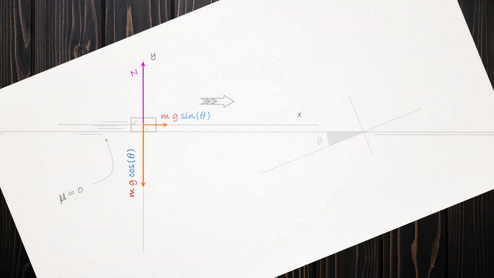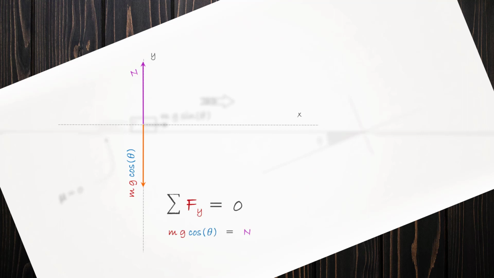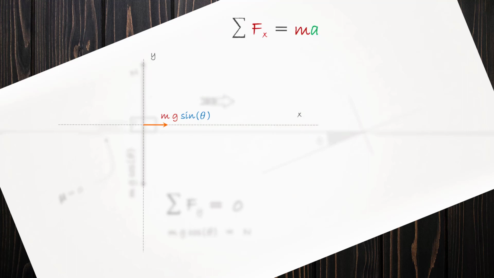Since the object does not move in the y-axis, the sum of forces in that axis must be zero. These two forces need to cancel each other, and that can only happen if they are equal in magnitude. With this, you can find out what the normal force is. Since the object does move in the x-axis, this force must be the mass times acceleration. And this is how you find the acceleration.